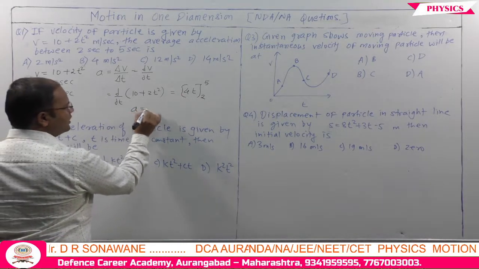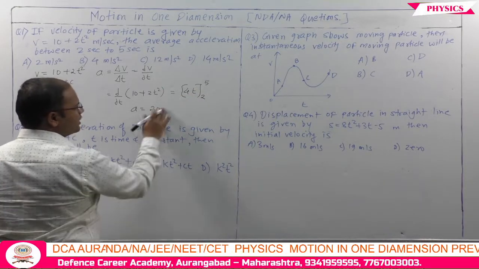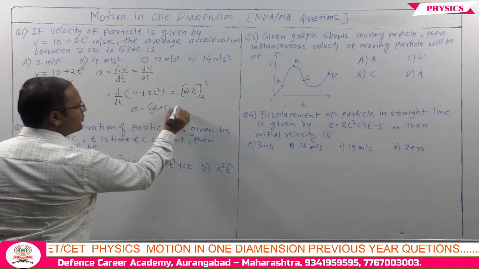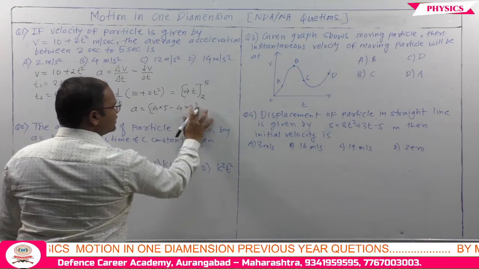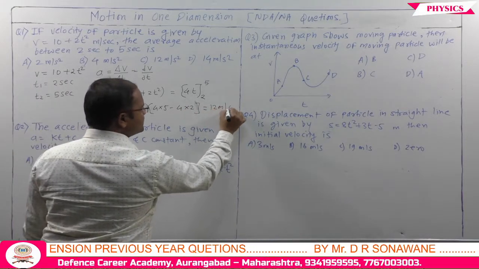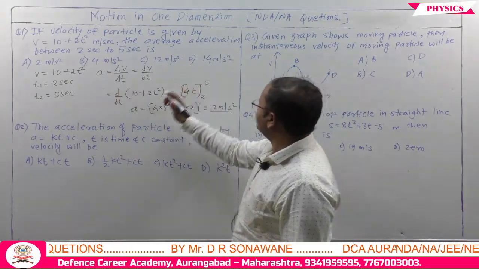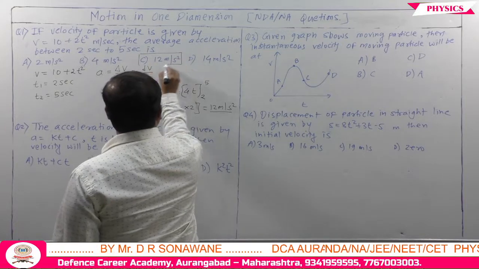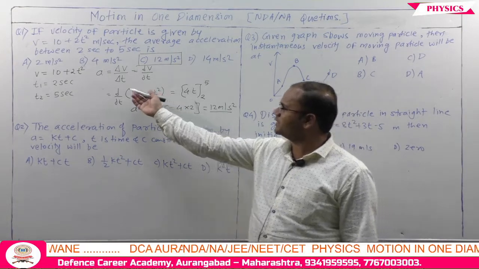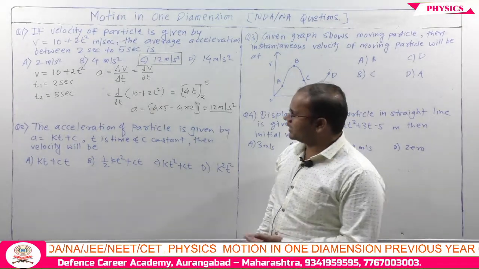So acceleration will be, if we put 5 here, that will be 20. Or we can also write it in one more step, 4 into 5 minus 4 into 2, that becomes 20 minus 8, that will be 12 meter per second square. And in the options they have given 2, 4 and 12 meter per second square. So the answer will be 12 meter per second square. So option C is correct. So a very basic formula we have used here, that is del v by del t, that is average acceleration. After that we will jump to the next question.